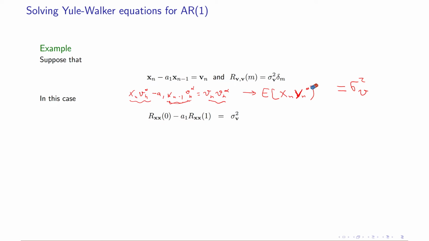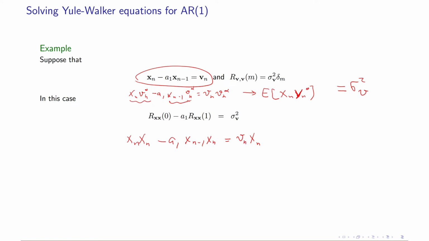Now, I could multiply the same equation this time by something different. I could multiply both sides by x of n conjugate, for instance. So I get x of n times x of n conjugate minus a1 x of n minus 1 times x of n conjugate equals v of n times x of n conjugate. Or you could take a conjugate of everything, so in that case these will be the same. For simplicity, assume that everything is real, so you don't need to put the conjugate. But if they're complex, you have to put the conjugate in.